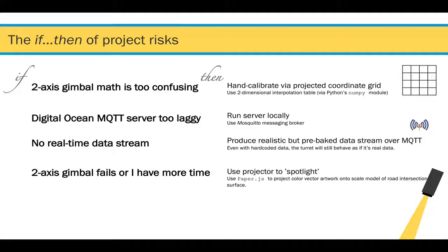There's some risk associated with getting real-time data from upstream parts of the system that a colleague is working on. So if I can't get that real-time data, I'm going to have to get some hard-coded pre-baked data. A fourth risk is if I run into difficulties getting the two-axis servo system to work properly, or if I get it to work really quickly, then what I want to do either way is to build a projector system that will be able to display animated vector graphics projected onto a mock-up of a city intersection. I intend to use paper.js framework to perform this.